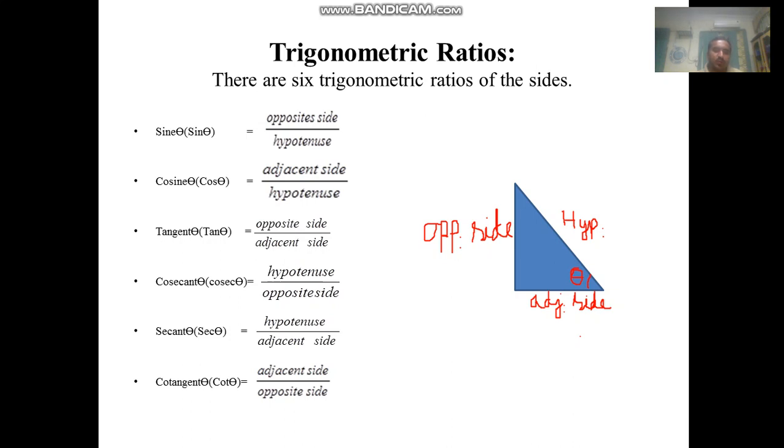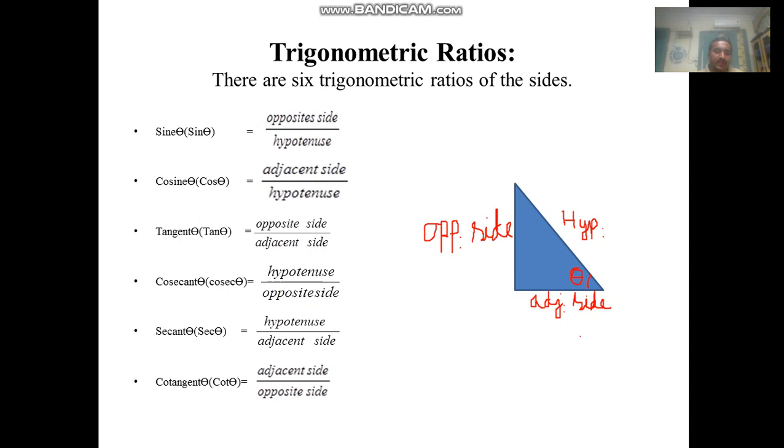Tan theta is opposite side upon adjacent side. Number 4, cosecant, means cosec theta, this is the reciprocal of sin theta. Sin is opposite side upon hypotenuse and cosec is hypotenuse upon opposite side.